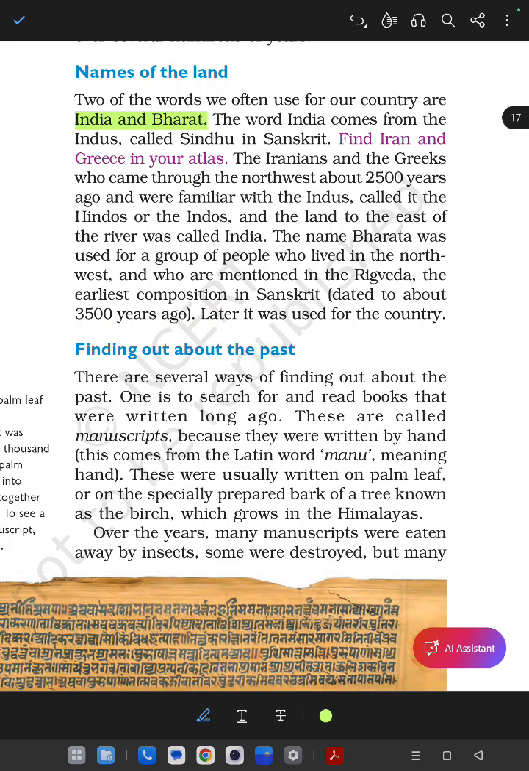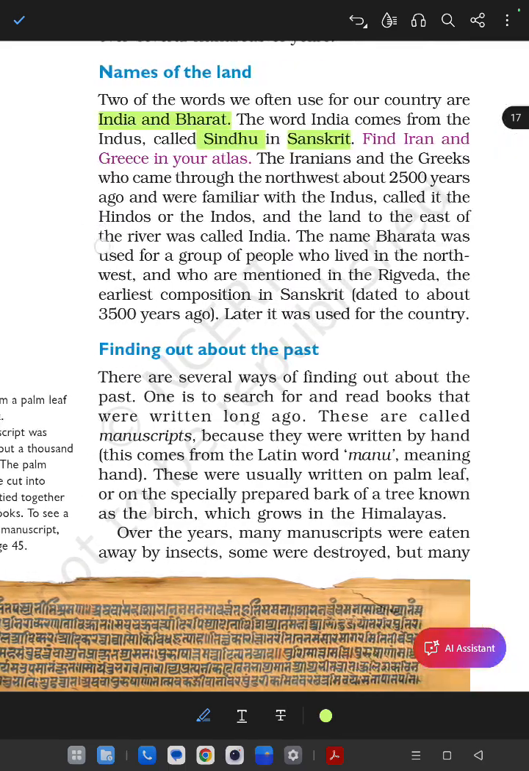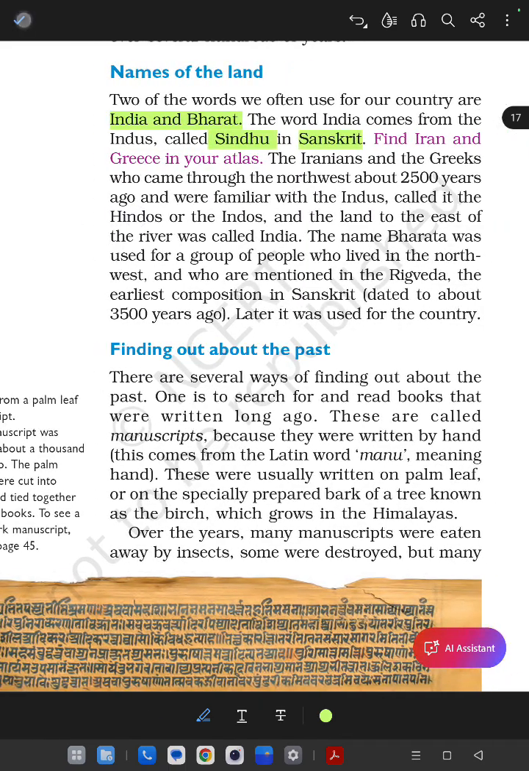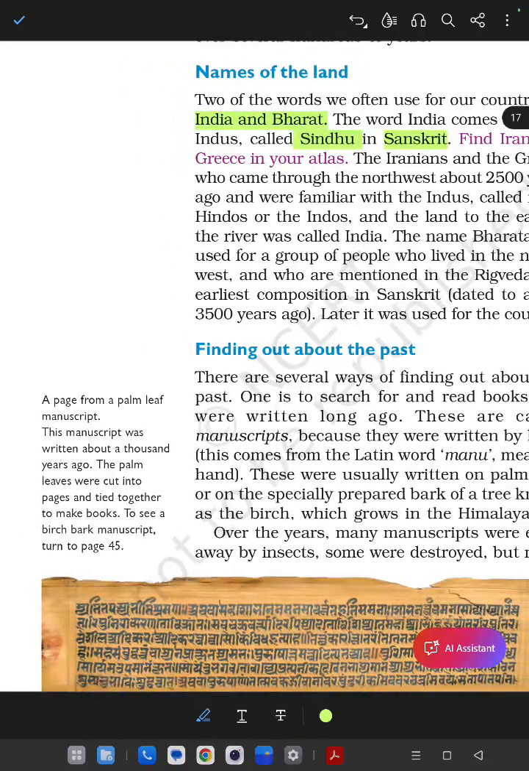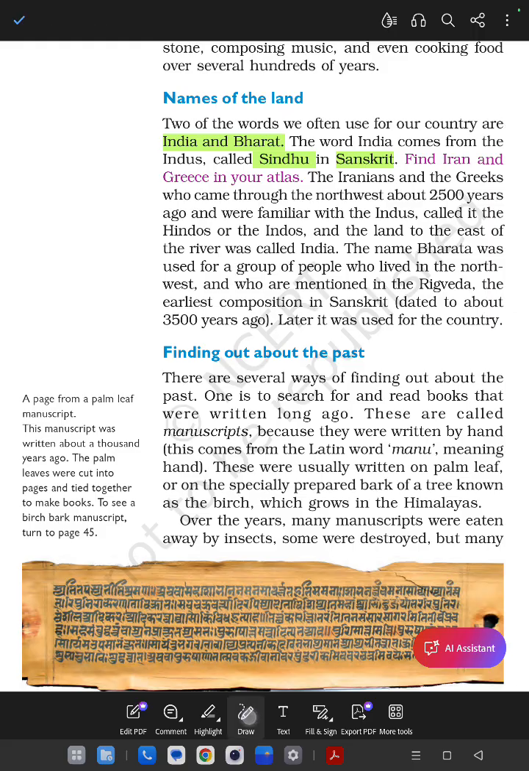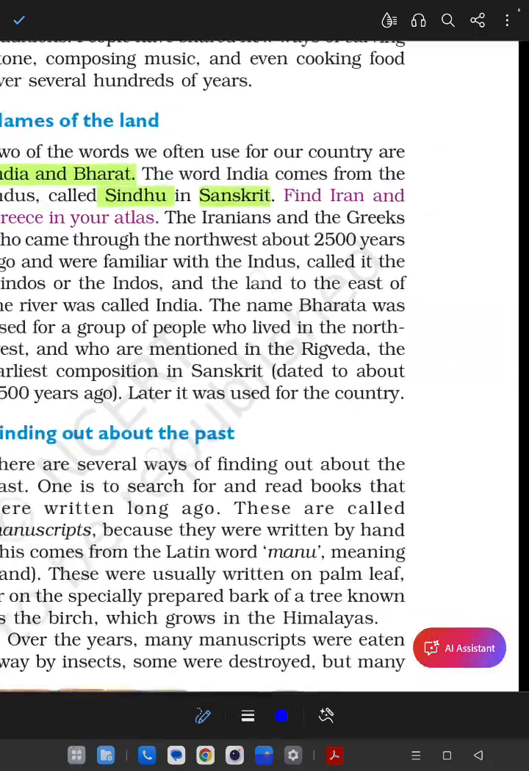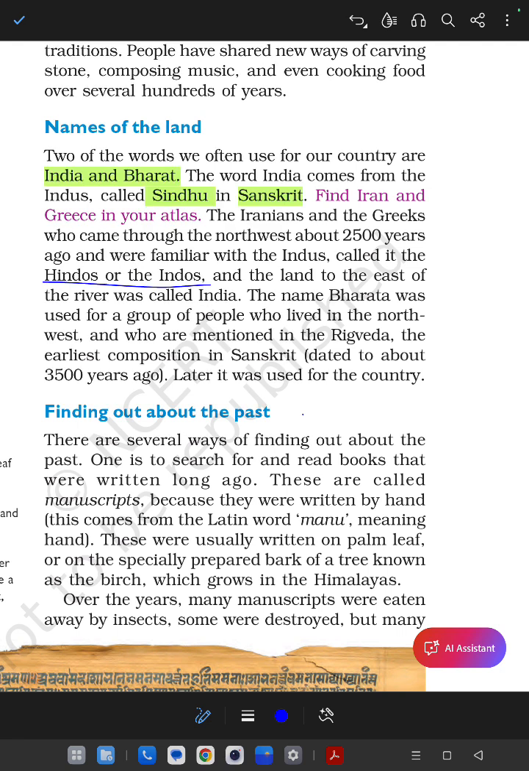Two of the words we often use for our country are India and Bharat. The word India comes from the Indus, called Sindhu. So you should remember it, Sindhu. And what is this Sindhu? Sanskrit. Remember it. Then find Iran and Greece in your atlas. The Iranians and the Greeks who came through the northwest about 2500 years ago and were familiar with the Indus called it the Hindus or Indos. So who called it Hindus or Indos? The Iranians. Hindus or Indos. And the land to the east of the river was called India.